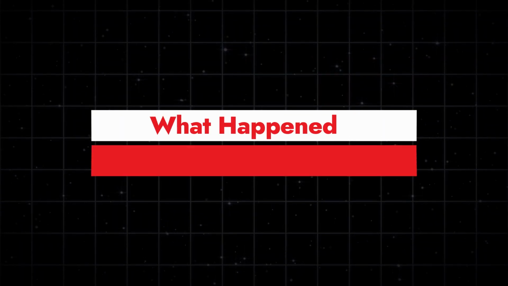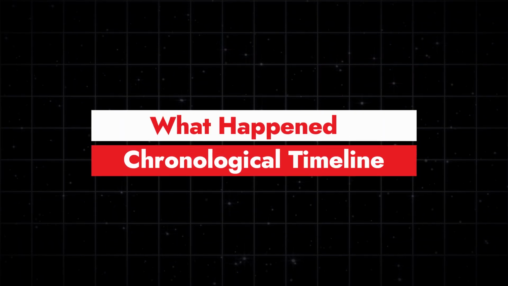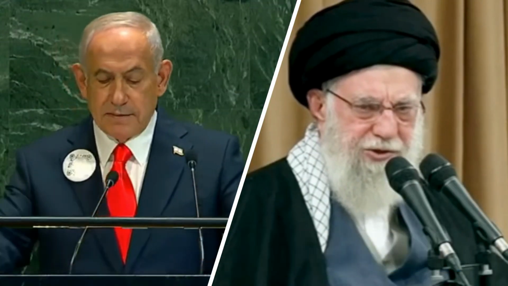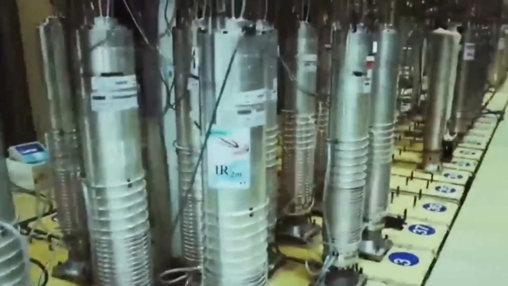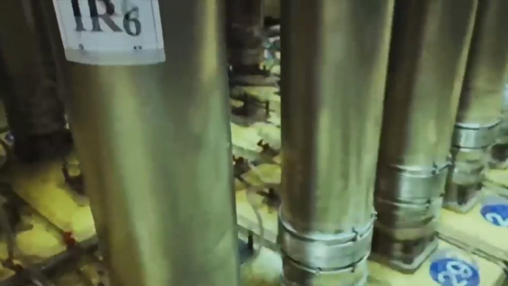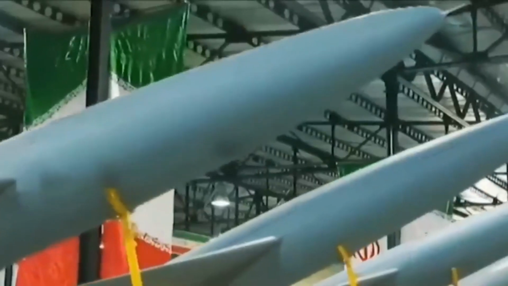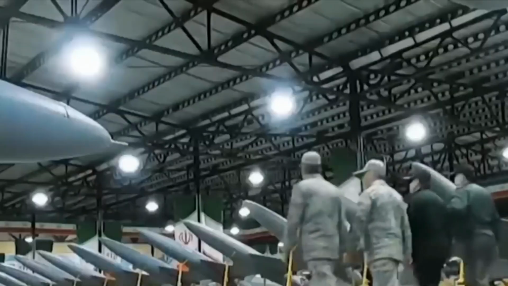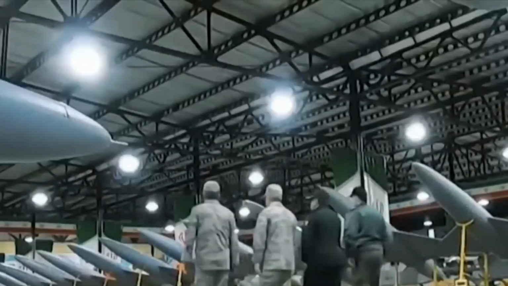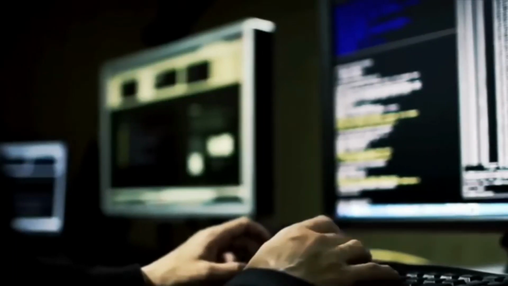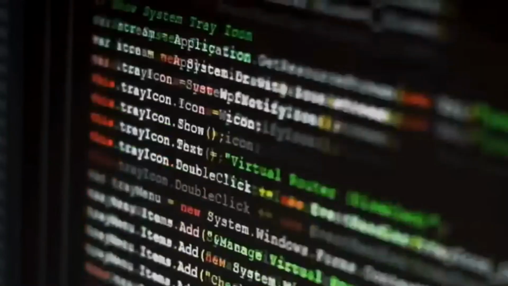2. What happened? Chronological timeline. Rising tensions before the war. For years, Israel and Iran have been bitter enemies. Israel has repeatedly accused Iran of trying to build nuclear weapons, while Iran says its nuclear program is peaceful. The United States has also been deeply involved, supporting Israel and placing heavy sanctions on Iran. Tensions grew even more intense after negotiations over Iran's nuclear program collapsed in early 2026.